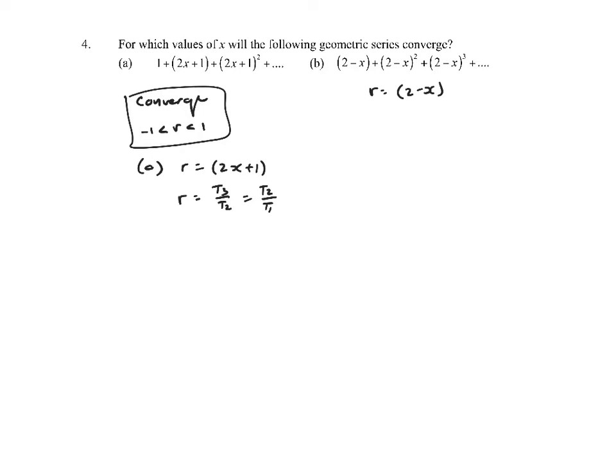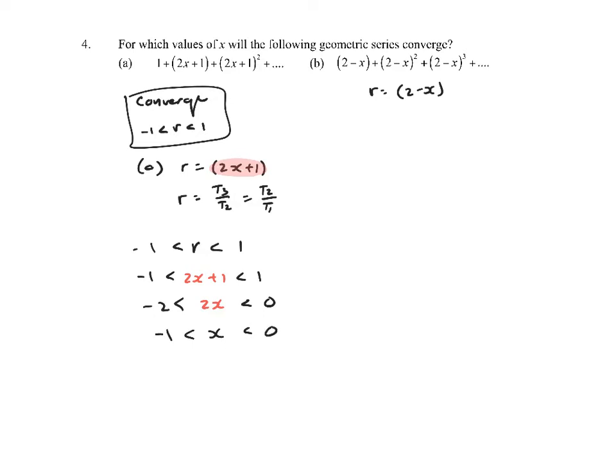Alright, so here we go. The series will converge when the ratio is between minus 1 and 1. What is the ratio in this case? The ratio is equal to 2x plus 1. So therefore, 2x plus 1 must be between minus 1 and 1, and then we just need to solve for x. How do you get rid of the plus 1? You minus 1 on both sides. There we go. And then divide both sides by 2. So therefore, minus 2 divided by 2 is minus 1, and 0 divided by 2 is 0.